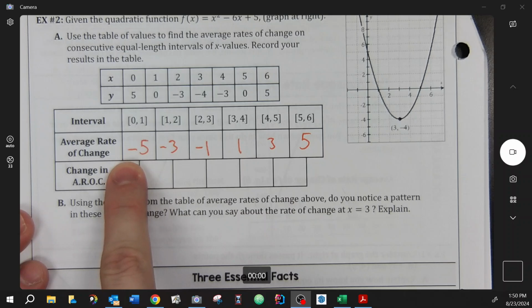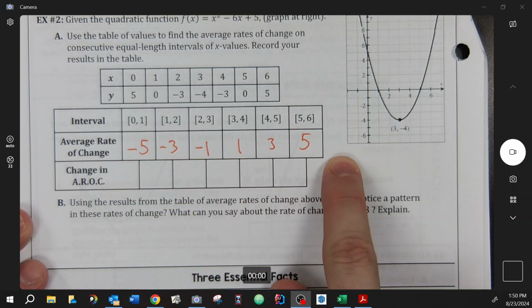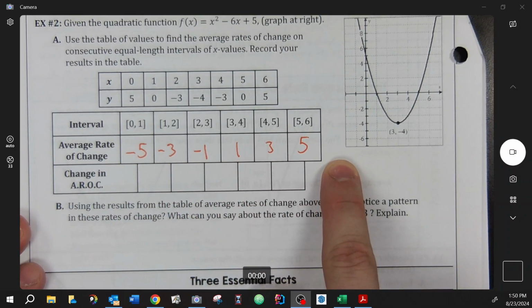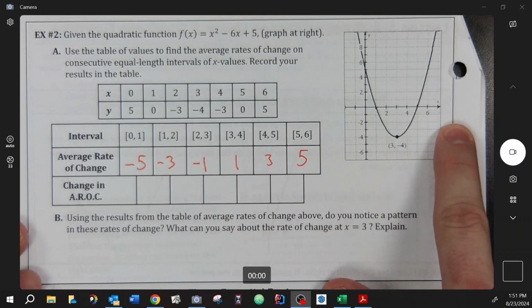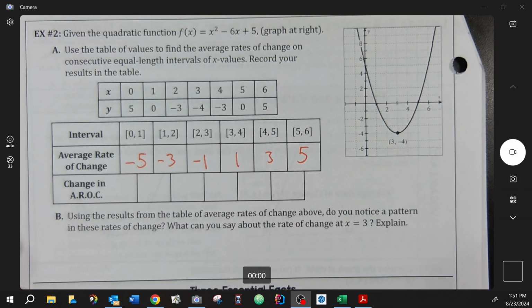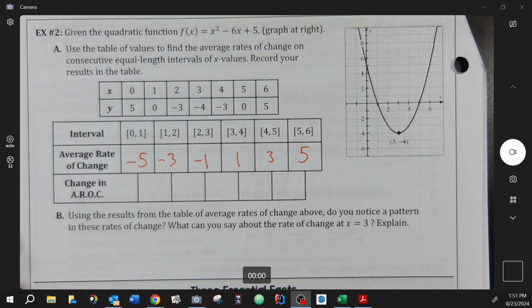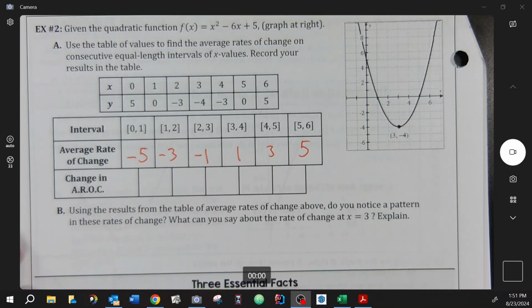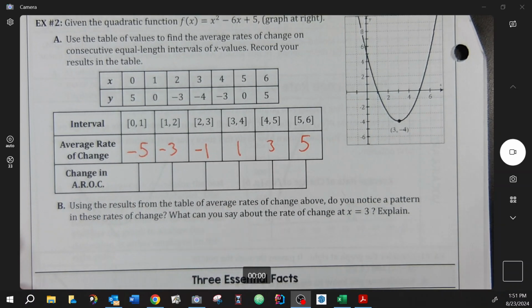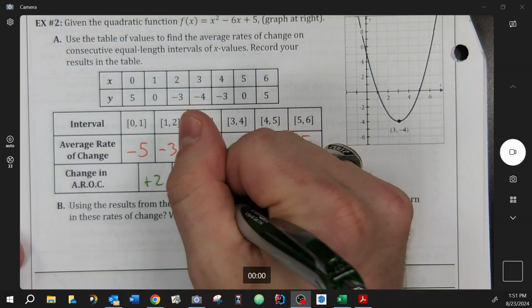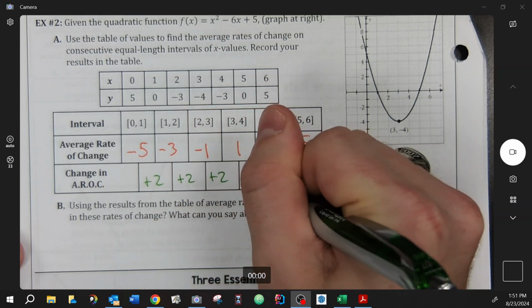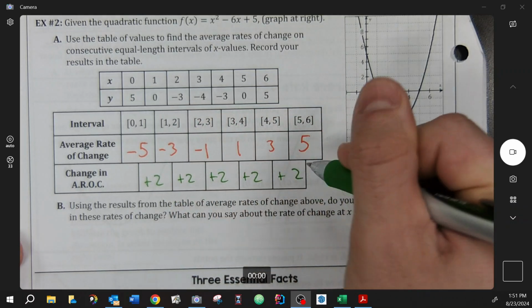Look at these numbers. They're going up. That tells us our graph is concave up. Well, duh, we can see it. But it just really reinforces that idea. But by how much was it increasing? To go from negative 5 to negative 3, what do I have to increase by? Plus 2. Look at negative 3 to negative 1. Negative 1 to 1. 1 to 3. 3 to 5. It's plus 2 every single time.